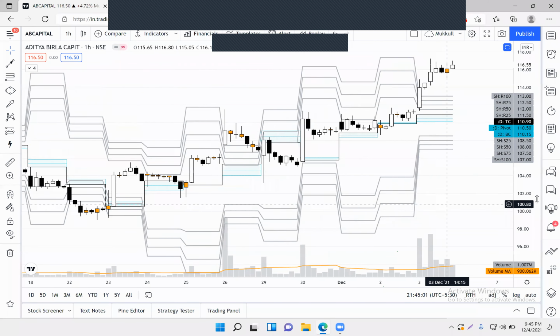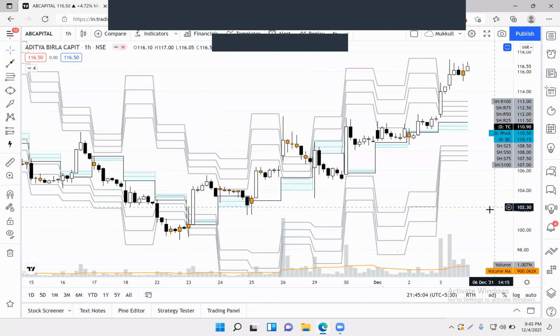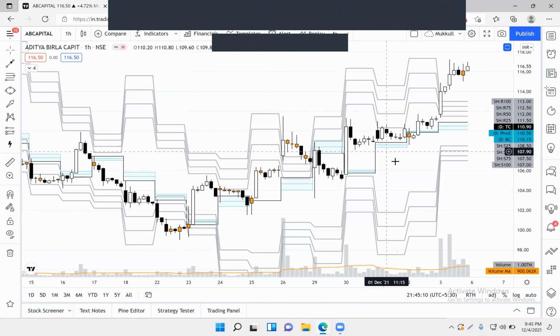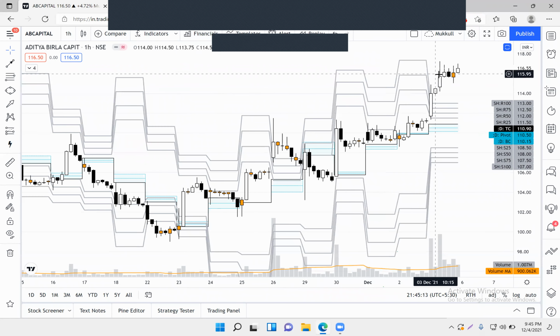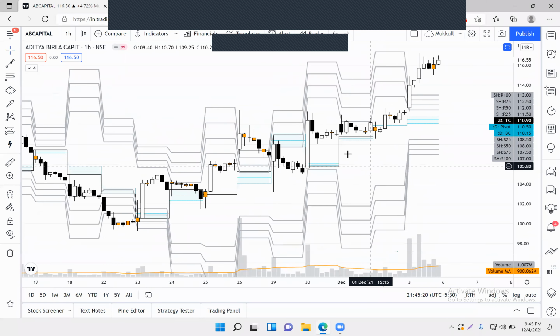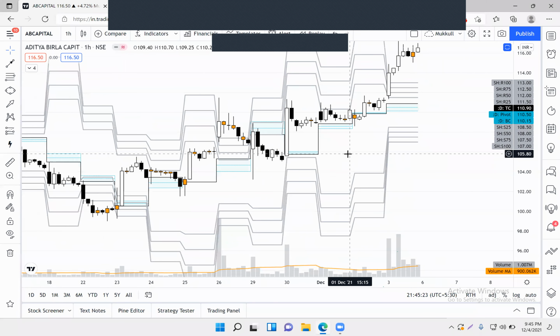Now coming to your second setup. If you were in this particular entry and if you knew the second setup too, you might not have squared off this position that was running. I will show you the second setup. See, the second setup, listen to this again very carefully. Let me tell you the rules of the second setup.